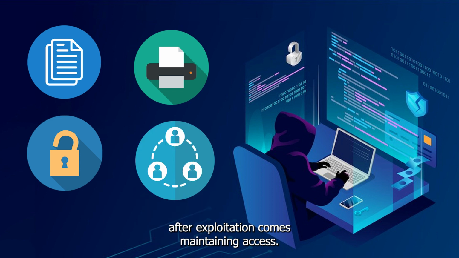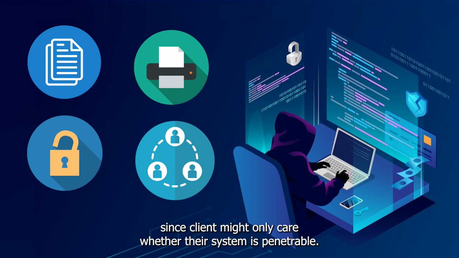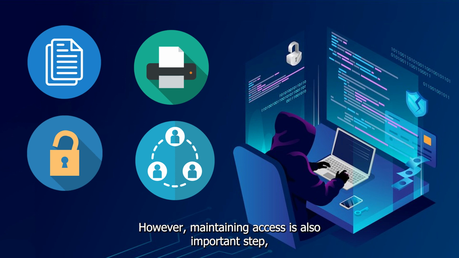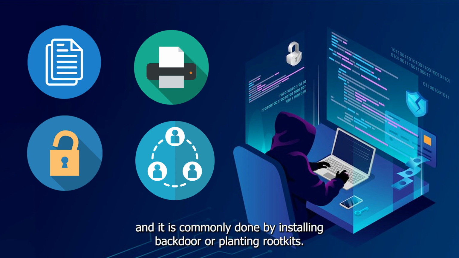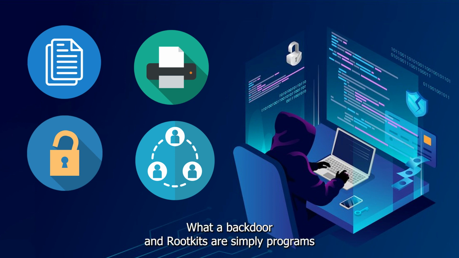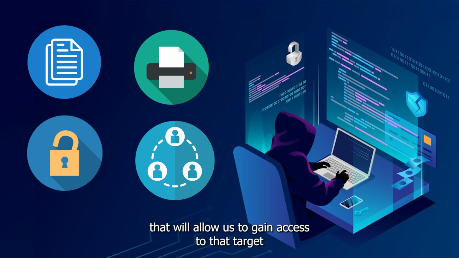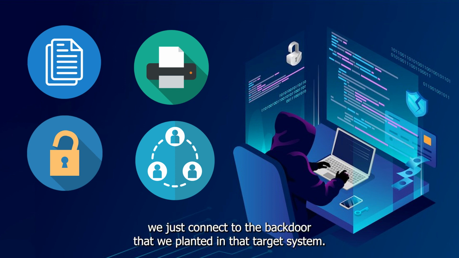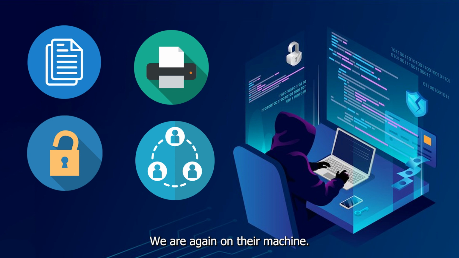After exploitation comes maintaining access. This fifth step is sometimes optional. You might not always need to perform this last step, since the client might only care whether their system is penetrable. Therefore, you prove it to them after the third step, if there is a vulnerability of course. However, maintaining access is also an important step, and it is commonly done by installing a backdoor or planting rootkits. Backdoors and rootkits are simply programs that allow us to gain access to that target whenever we want, without the need to exploit it again. We just connect to the backdoor that we planted in the target system, and there it is. We are again on their machine.